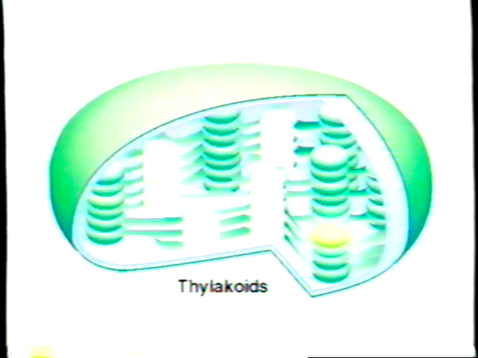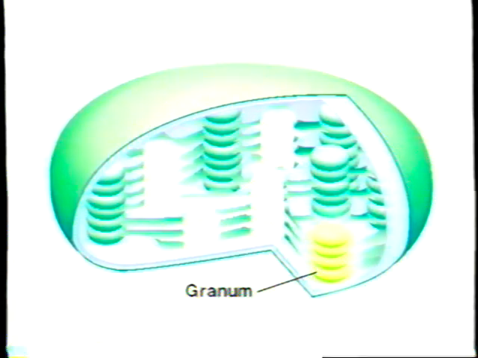The chloroplast is surrounded by a double membrane. The internal membrane is organized into flattened sacs called thylakoids. A stack of several thylakoids is called a granum. The fluid surrounding the stacks of thylakoids is called the stroma.